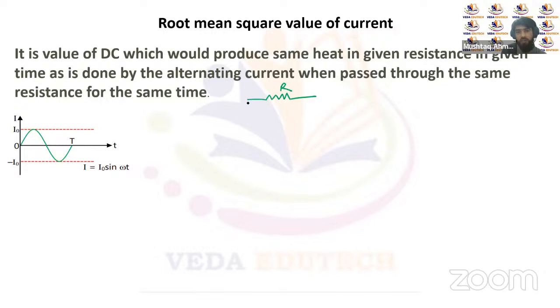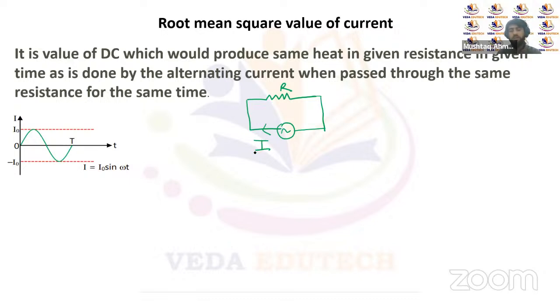This is the resistor here of resistance R, and we are supplying an AC. Let's suppose for some time t, there is some RMS value for this AC, and there is AC current flowing through it. For that time, this AC will produce some heat through this resistor.